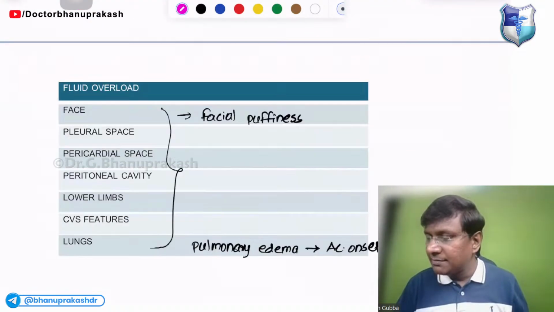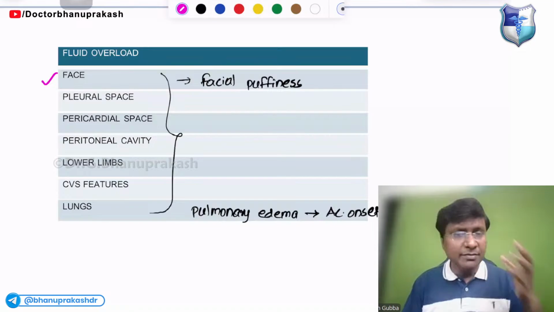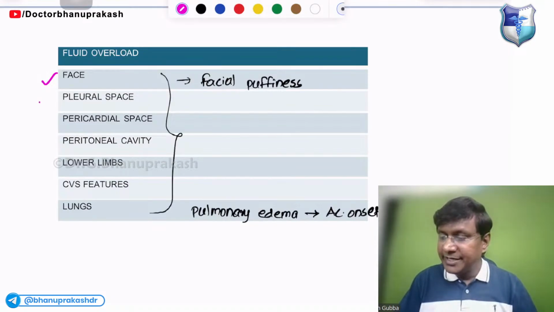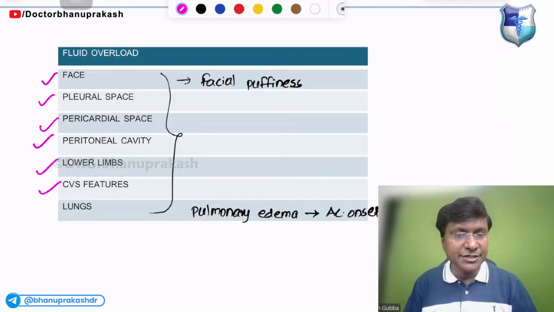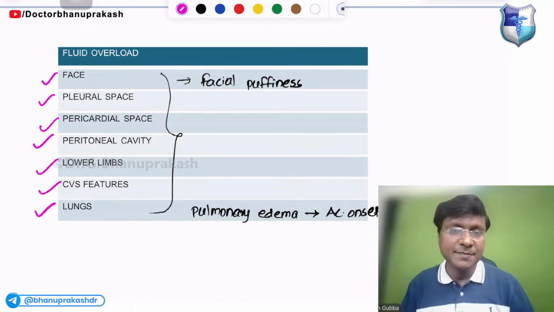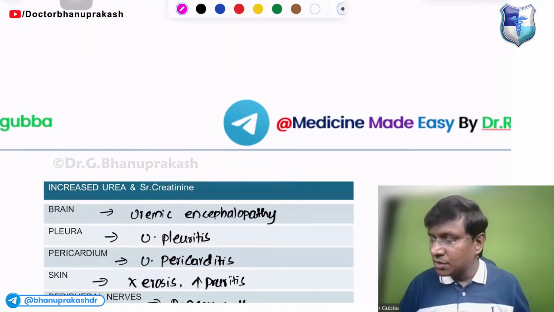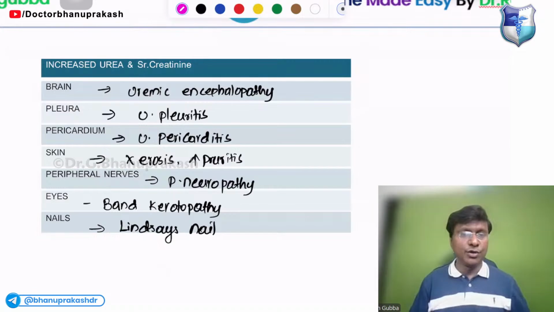And a few more important abnormalities: due to fluid overload, there will be facial puffiness, development of pleural effusion, pericardial effusion, ascites, and pedal edema. The cardiovascular feature will be hypertension. Lung abnormality will be in the form of pulmonary edema. Once there is development of pulmonary edema, these patients will have acute onset dyspnea, right? So these will be the features of the fluid overload.